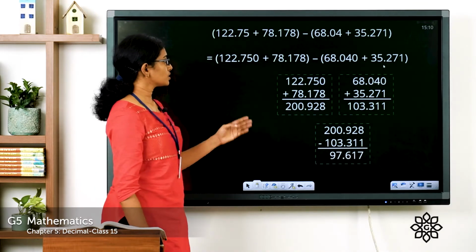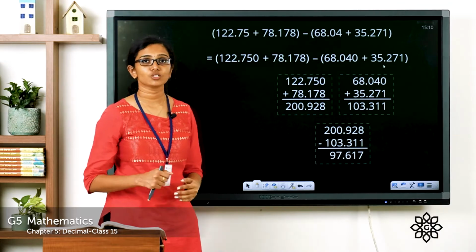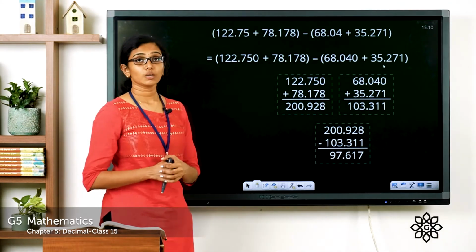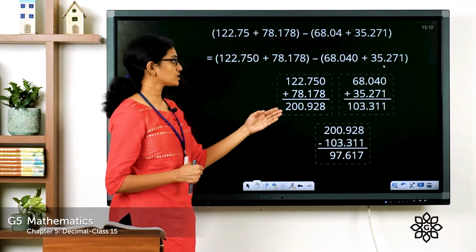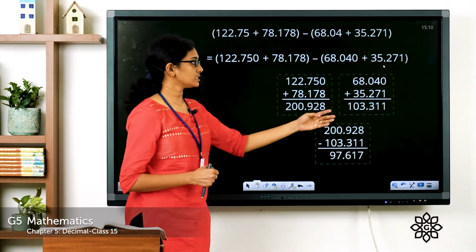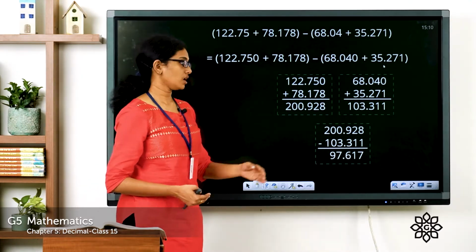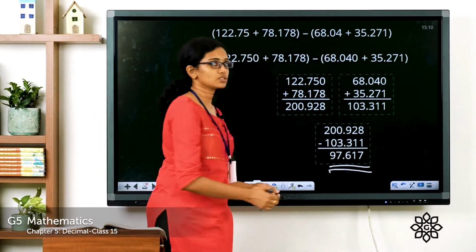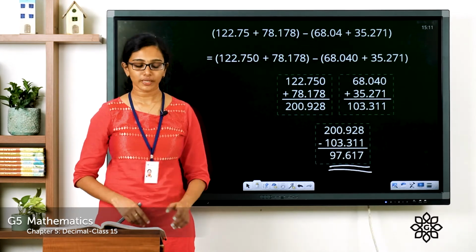Proceeding with the calculation, the sum of the first part is 200.928, whereas the sum of this part is 103.311. Now, you have to take their difference, which is 200.928 minus 103.311, and that gives you a difference of 97.617, which is the answer to the question. Hope this is clear to you. Now let's see the next question.